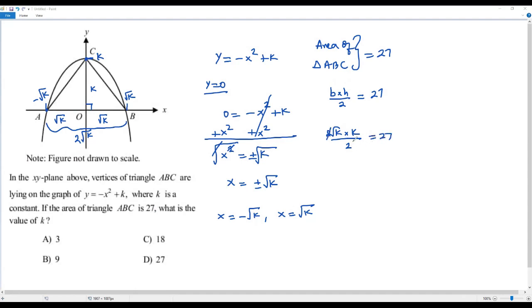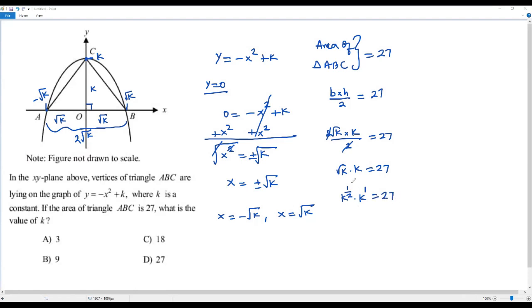Okay, here this 2 will cancel out. We get square root of k times k equals 27. And we can write the square root as an exponent. When I write the square root as an exponent, it will be 1 over 2 times k. And for this k, we don't have any exponent. If there is no exponent, we can assume there is exponent 1, equals 27.